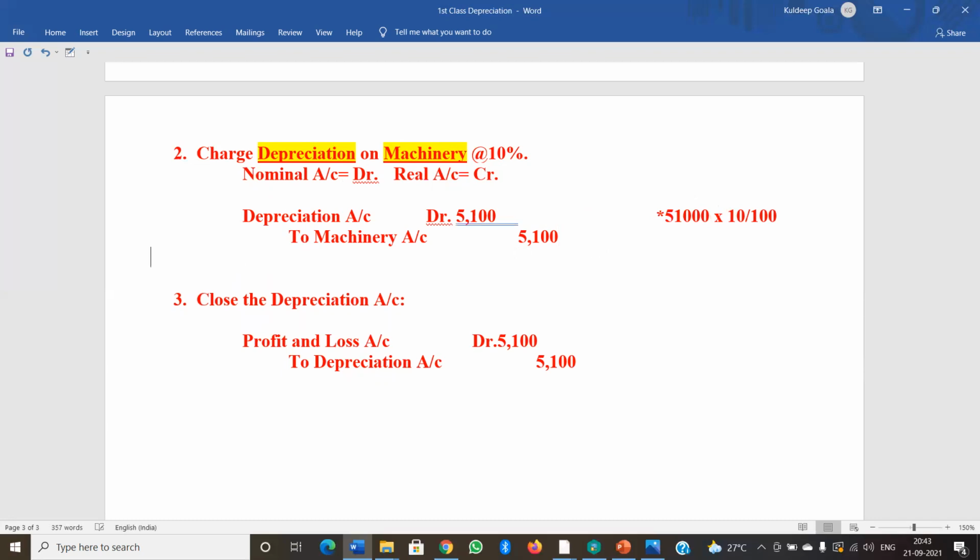So what will you write after that? A narration which will sum it up, being depreciation on machinery charged.